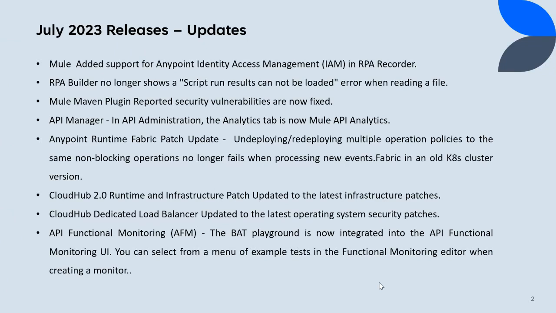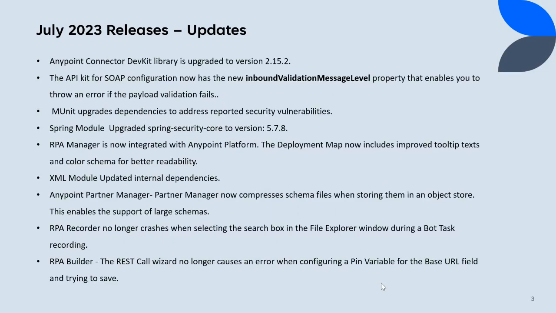API functional monitoring. The BAT playground is now integrated into the API functional monitoring UI. You can select from a menu of example tests in the functional monitoring editor when creating a monitor. Anypoint connector devkit library is upgraded to version 2.15.2.